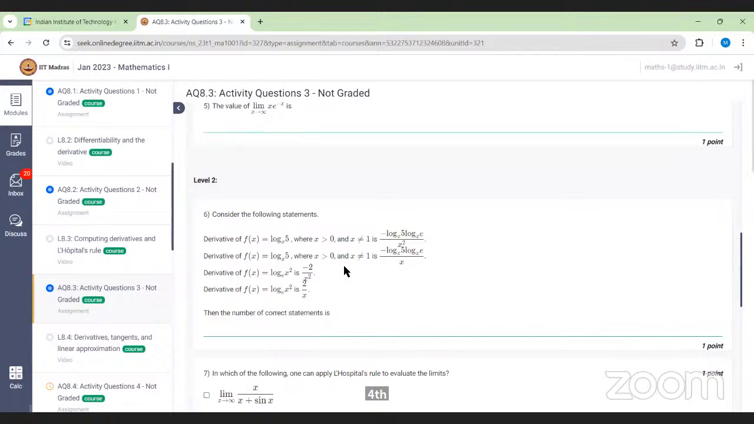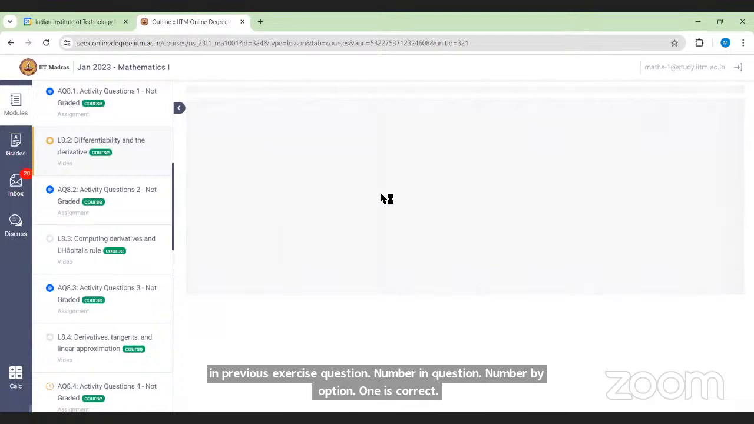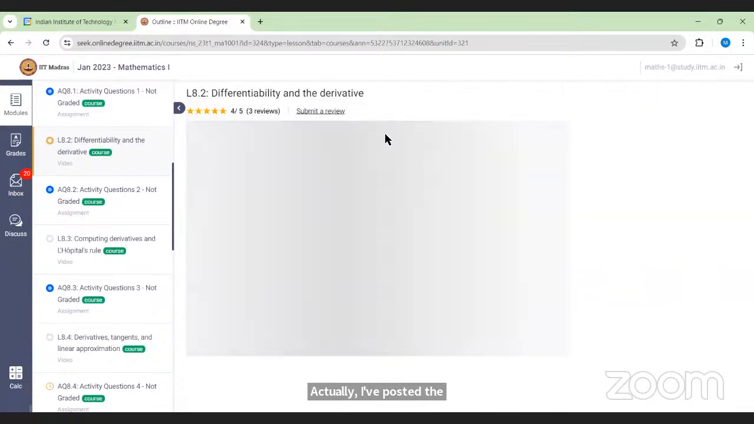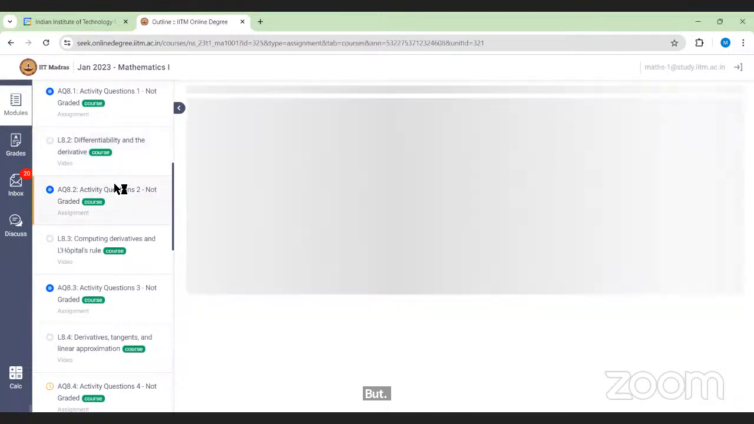Sixth question. Ma'am, in the previous exercise, question number 3, why is option 1 correct? Actually, I've posted the doubt in the comment section. Question number what? Question number 3.